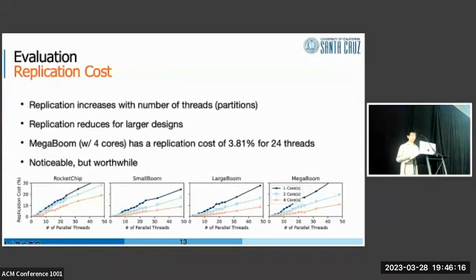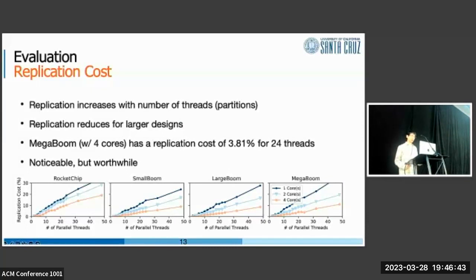As we are removing synchronization at the cost of extra computation, naturally the amount of extra work is a major concern. We measure the extra computation as replication cost, shown in this figure. There are 4 subfigures showing the replication cost of Rocket Chip, small BOOM, large BOOM, and mega BOOM. And in each subfigure, 3 lines represent 1, 2, and 4 simulated cores.